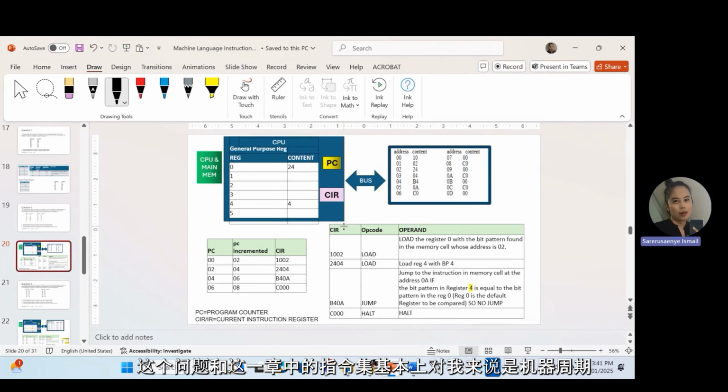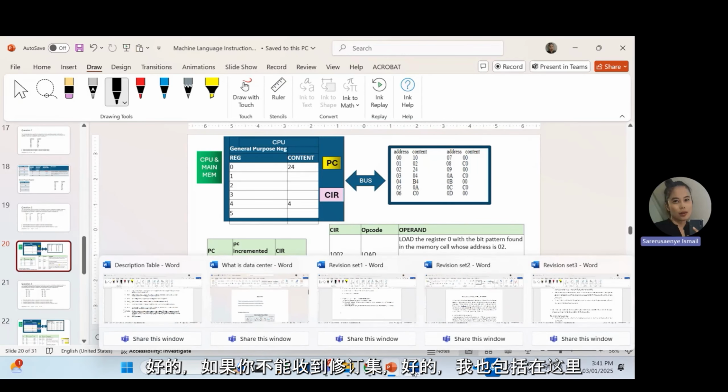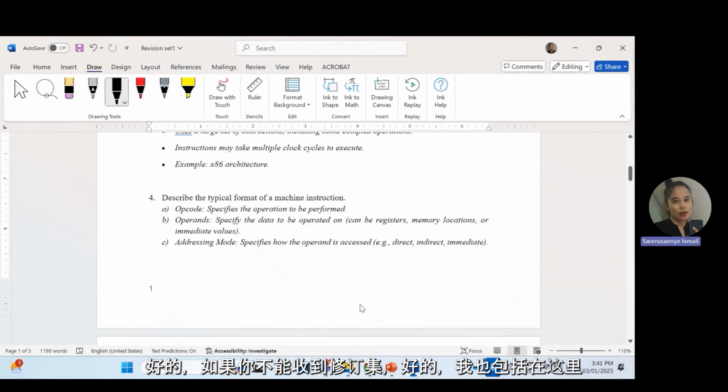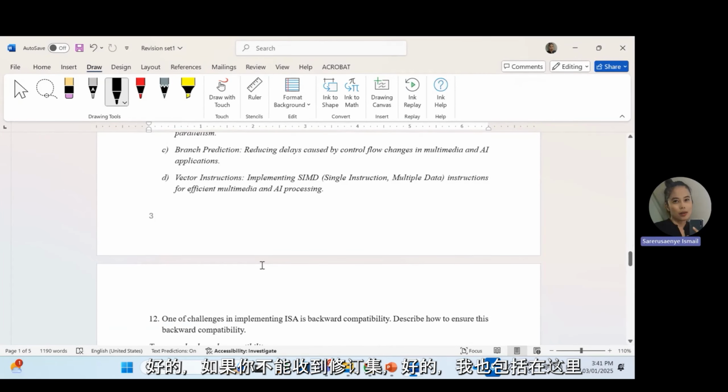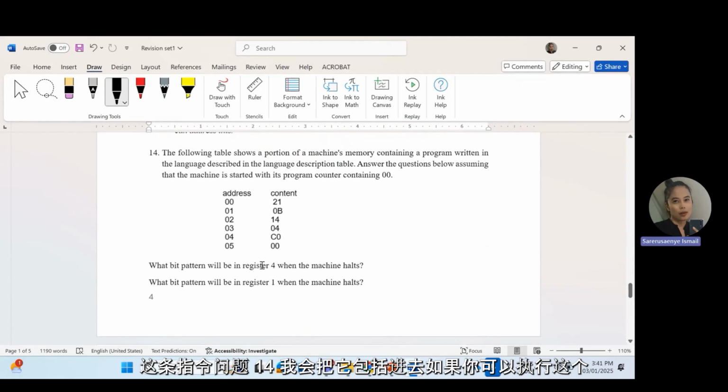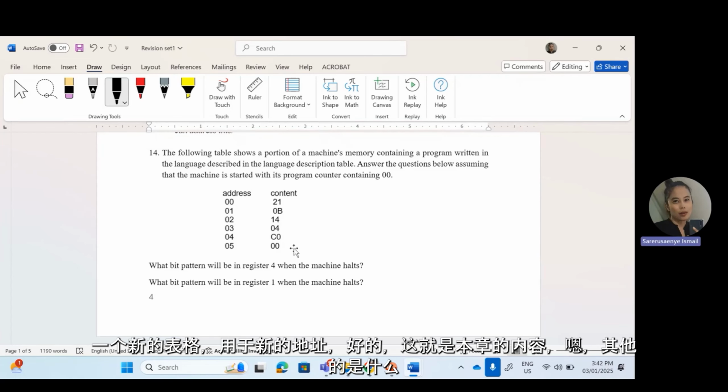So as simple as that basically is the instruction set, machine cycle in these questions and this chapter. Basically, for me, if you're able to, let me see the revision set, I also include in here this instruction question number 14. I include this. If you're able to execute this, then definitely you are able to answer my question in the final exam. But make sure, first of all, you have the first table. The first table includes the columns of PC counter, incremented number of the PC counter, CIR, current instruction register, and description. And then after that, I need you to have a new table for the new address.